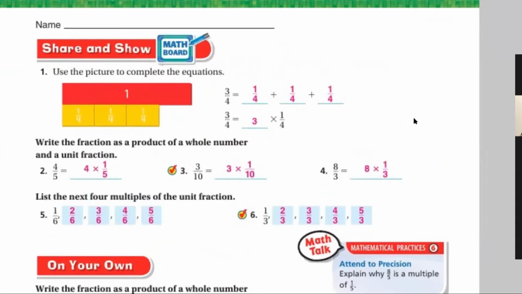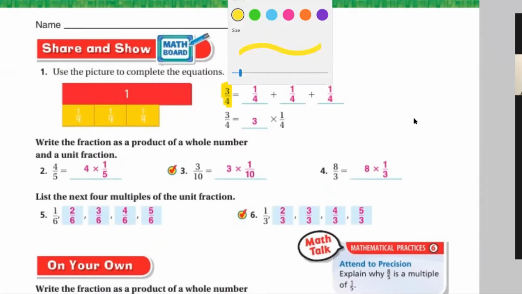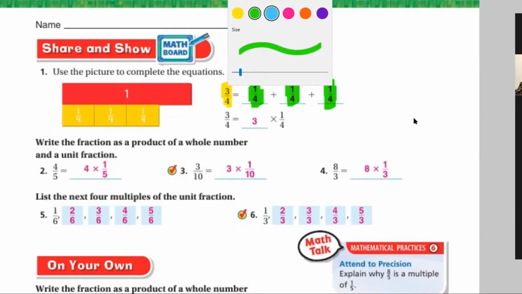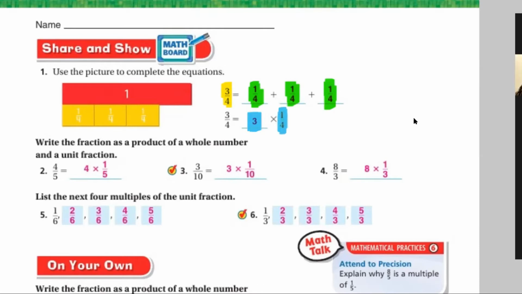Everyone, use the picture to complete the equation. As we all know, if we want to write 3 over 4 as a sum of unit fractions, it will be 1 over 4 repeated 3 times by addition, right? If we want to convert it into multiplication, how many times is 1 over 4 repeated? 3 times. So you have to write 3 multiplied by 1 over 4.